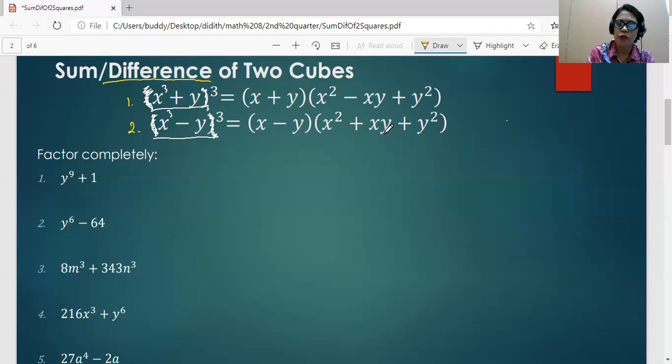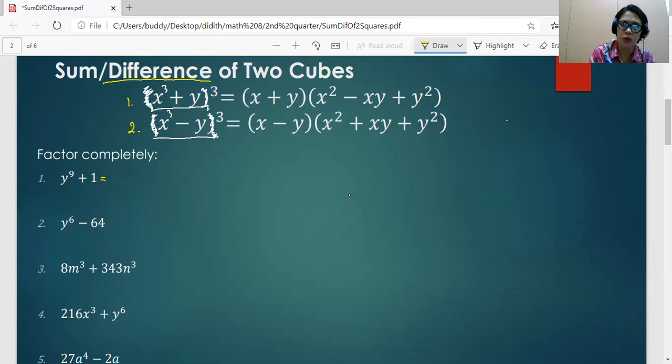Now let's try to factor these five binomials. But first, let's inspect whether both terms of each given binomial are perfect cube expressions. So for y to the 9 plus 1, both terms are perfect cube expressions because the exponent is 9 here, and we have 1, which is also a perfect cube expression. So the first factor is a binomial factor, which is the cube root of both terms.